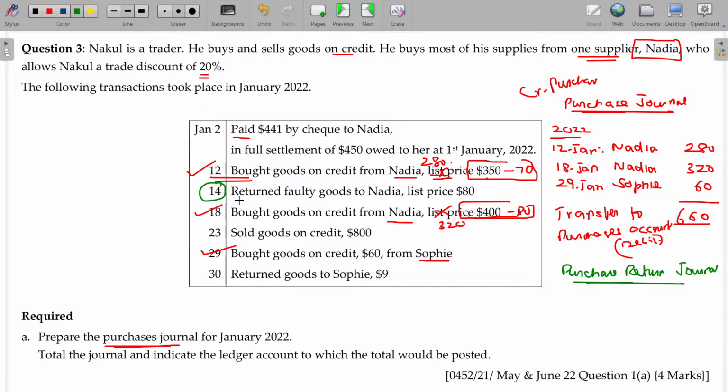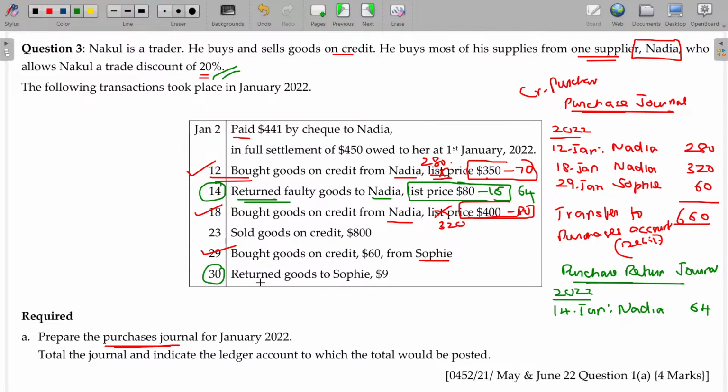So the 14th one, returned faulty goods to Nadia, 14th Jan 2022, returned to Nadia, value being 80 list price. Always remember, list price will not be taken. From that you have to subtract the trade discount. 20% on this being 16 is deducted. Balance being 64. You have to consider only the actual price payable. 64 will be taken. The list price should not be taken. Remember this without forgetting.